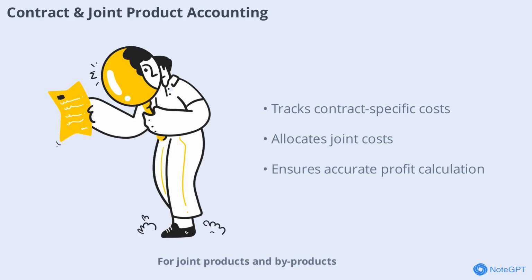For joint products and byproducts, costs are allocated using methods like the reverse cost method. For example, in a chemical factory producing both a main product and a byproduct, joint costs are apportioned based on sales value or estimated profit, ensuring each product's cost is accurately determined. This approach helps in setting appropriate prices and evaluating profitability. Accurate contract and joint product accounting are vital for industries where multiple outputs are generated from a single process or where large, long-term projects are undertaken.